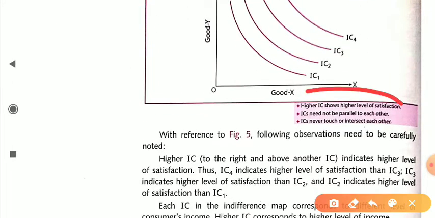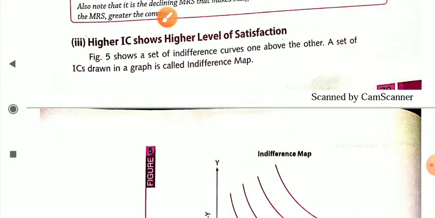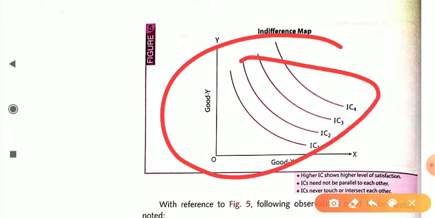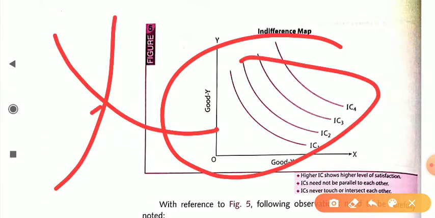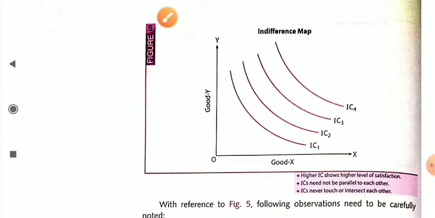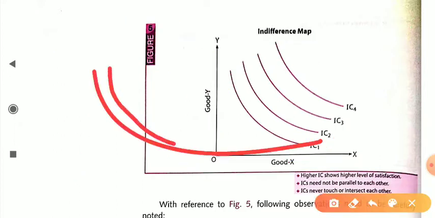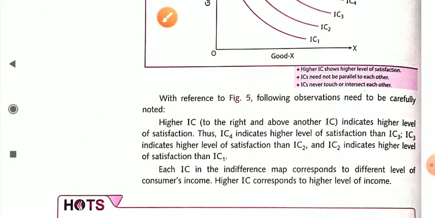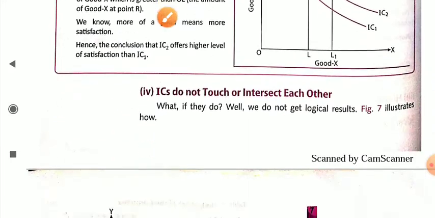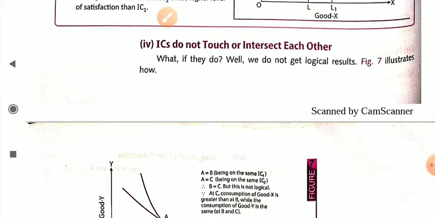Second, ICs need not be parallel to each other. It is not compulsory that your indifference curves are parallel to each other, they are never necessarily parallel. But the next point is that indifference curves never touch or intersect each other. Although it's not compulsory that all the curves are parallel in shape, they never intersect like this, and they never touch each other. Okay dear student, this is the third property of indifference curve.